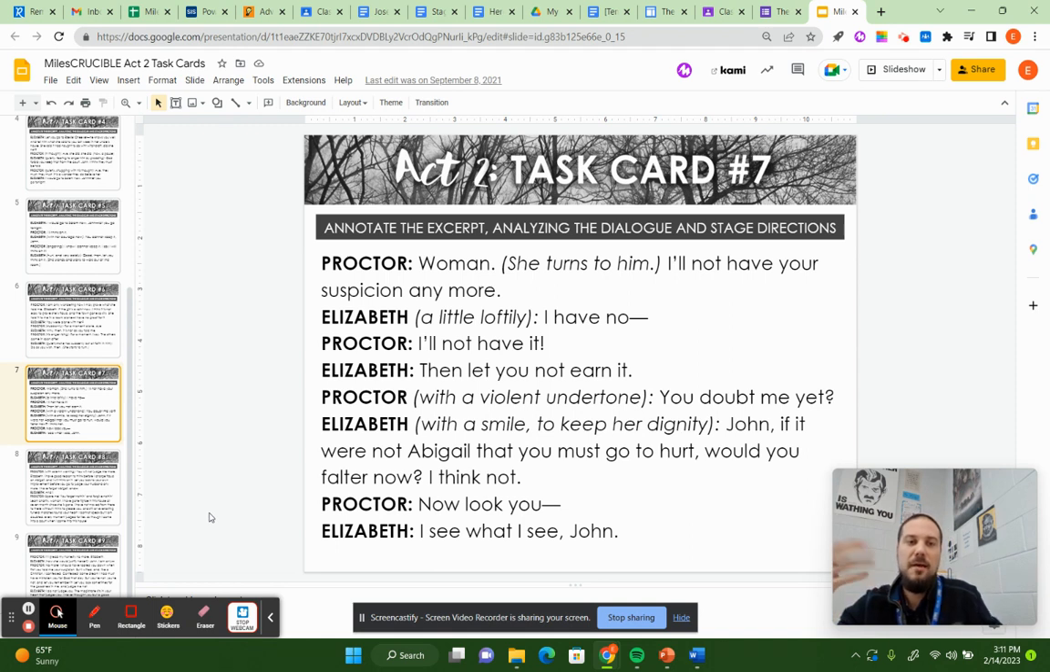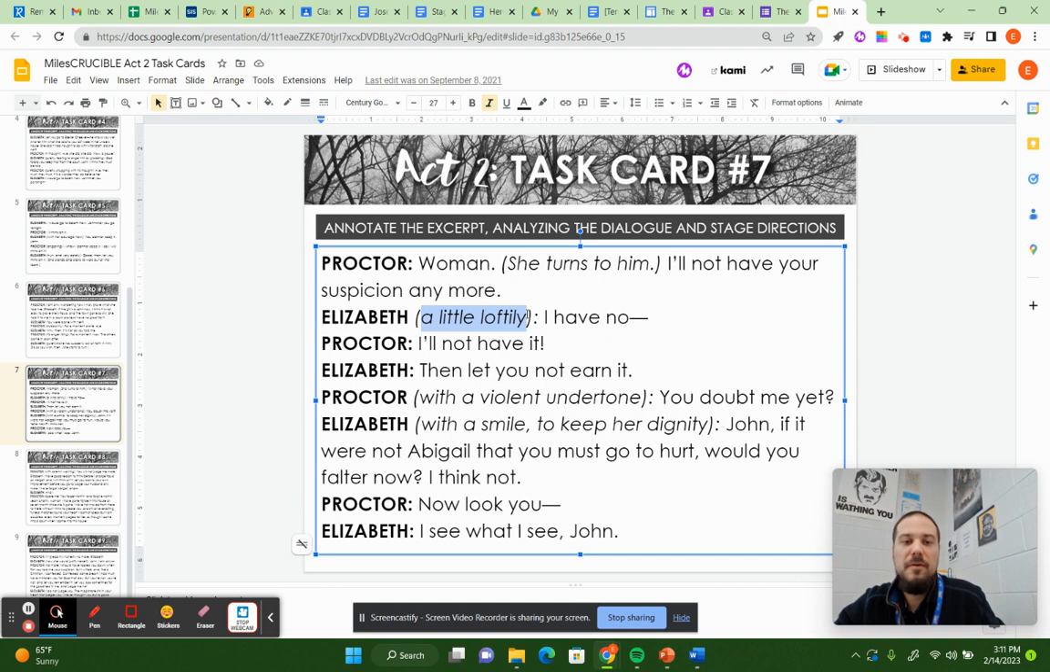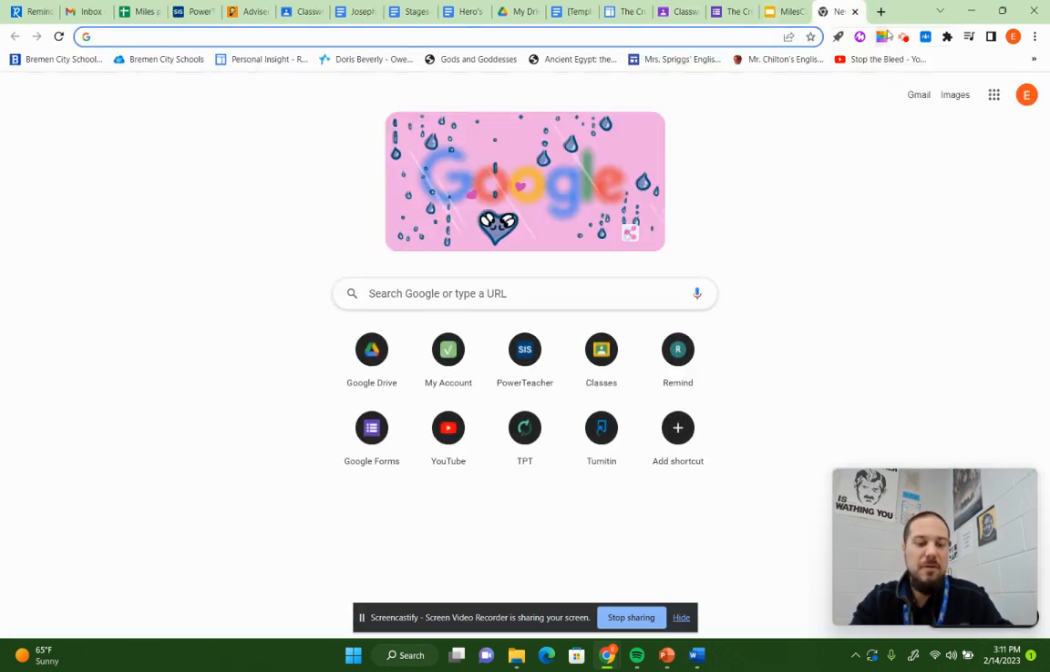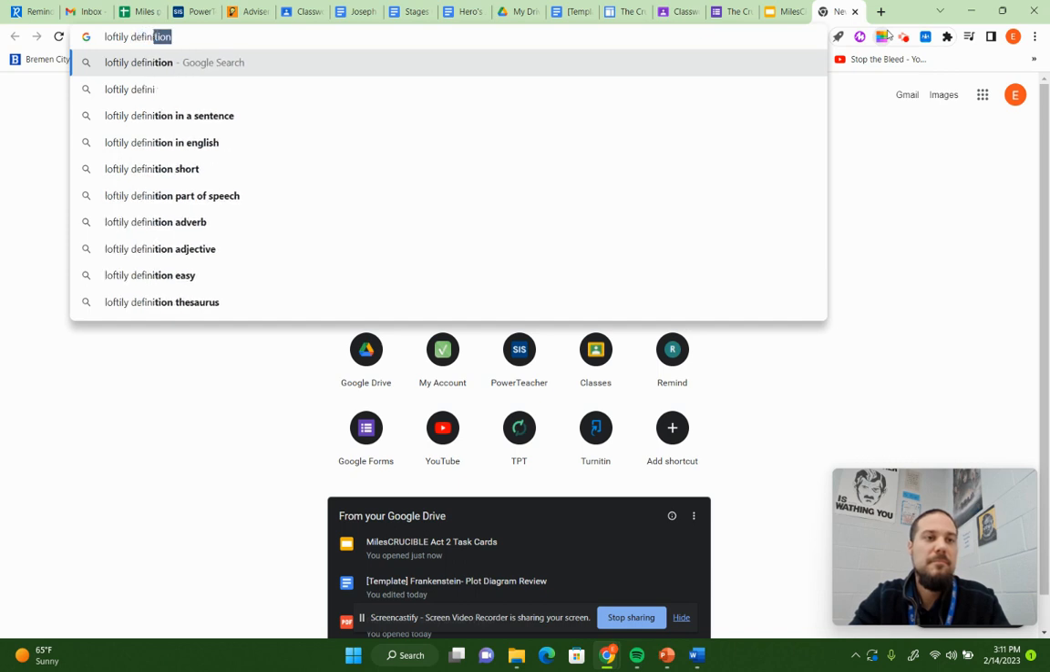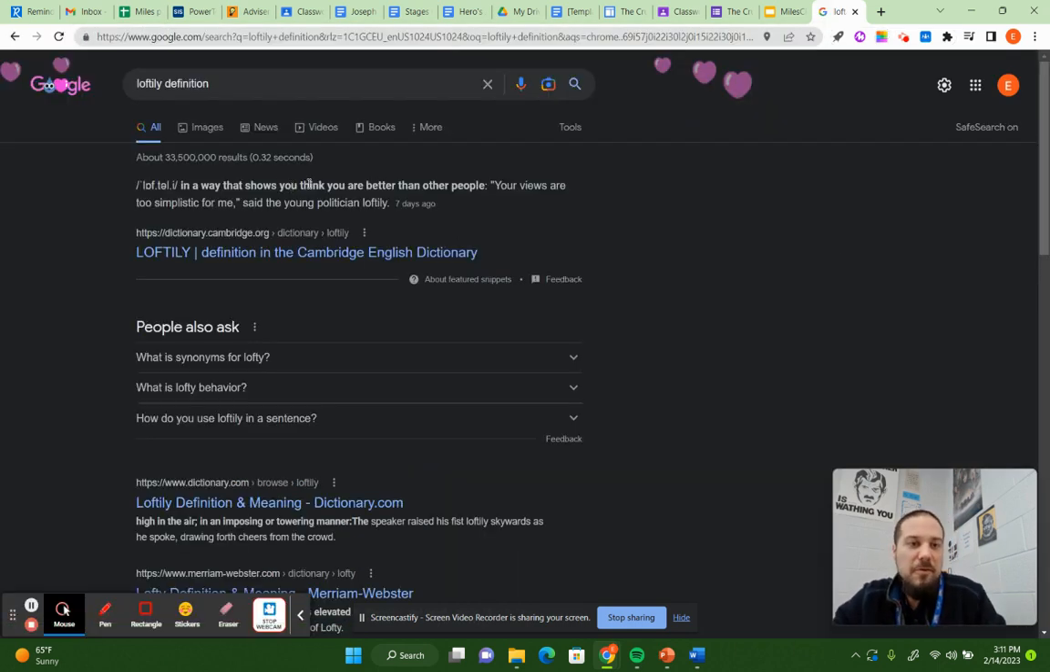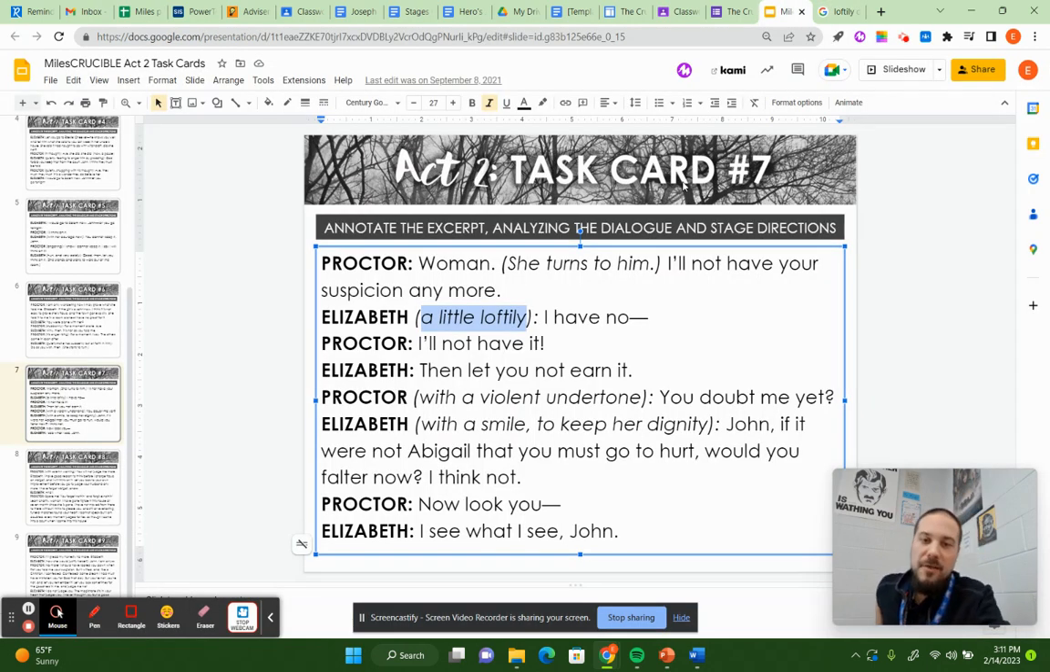So let's take a look at something that we can annotate. Well, first off, how do I annotate? Let's just say "a little loftily." Well, what does that mean, loftily? If you don't know what loftily means, look it up. In a way that shows that you think you are better than other people. Oh, okay. So we go back here. Proctor says to her, "I'll not have your suspicion anymore." And Elizabeth is speaking in a lofty manner. She's talking in a way that sounds like she is superior or has some sort of high ground over John.